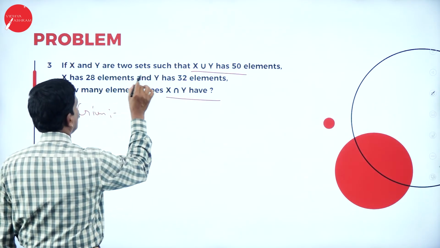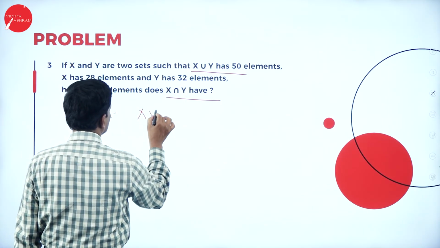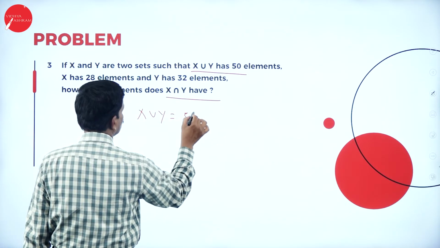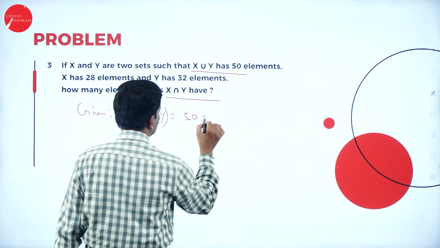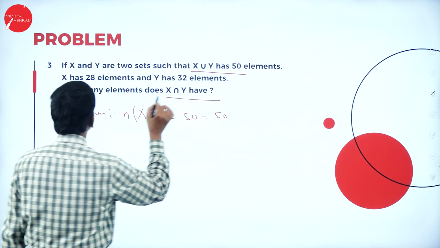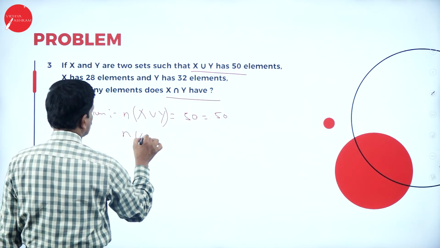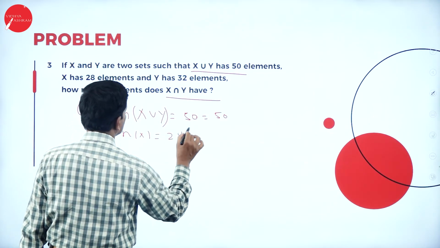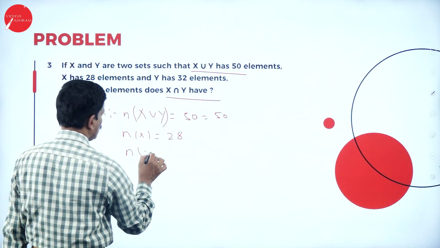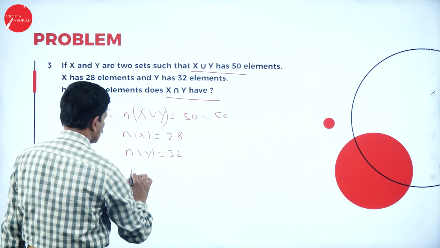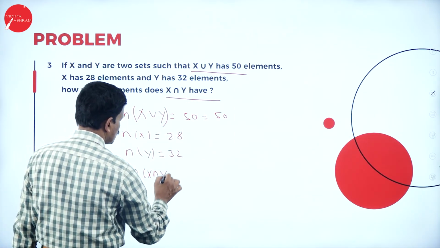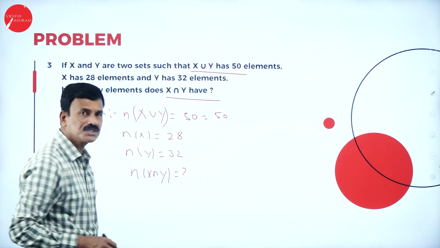So X and Y are two sets, X union Y is equal to 50. That means the number of elements in X union Y is 50. Then X has 28 elements, the number of elements in Y is 32. Then how many elements does X intersection Y, the common part, have? X intersection Y is equal to question mark.